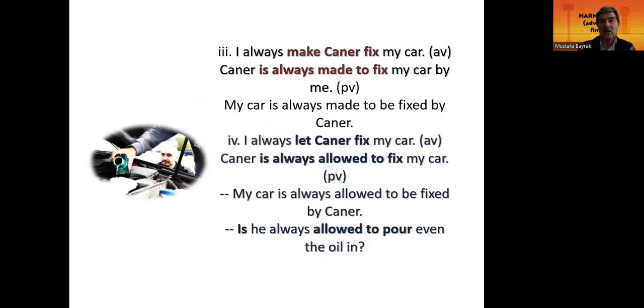Roman number 3. I always make Caner fix my car. Active voice. Oh, this is very clear now. Yes. Passive voice. Caner is always made to fix my car by me. Okay. My car is always made to be fixed by Caner.